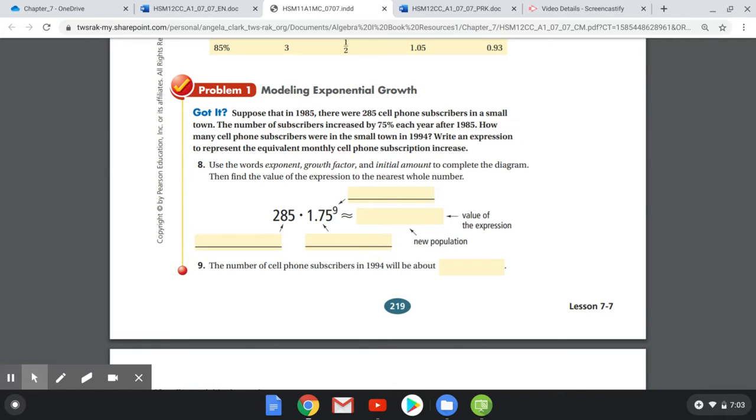All right, welcome to 7-7 part 3. Let's look at this example.